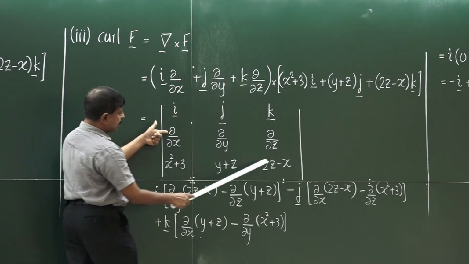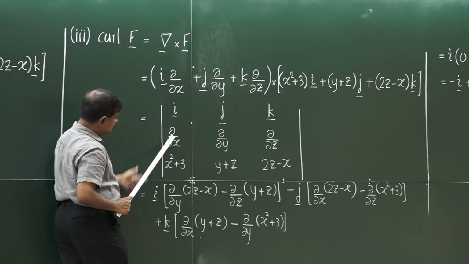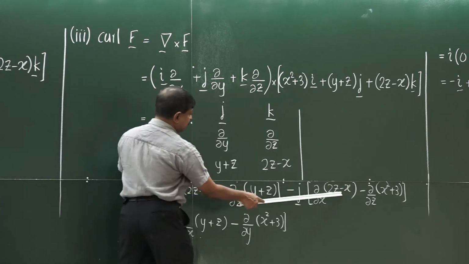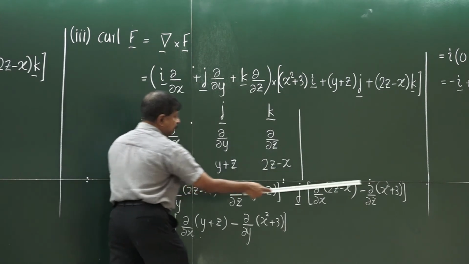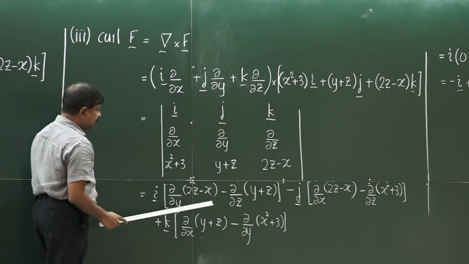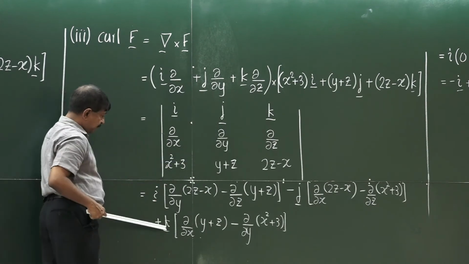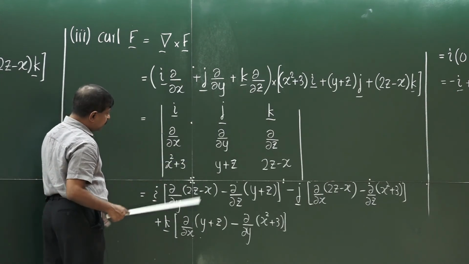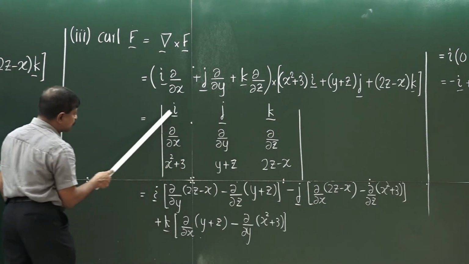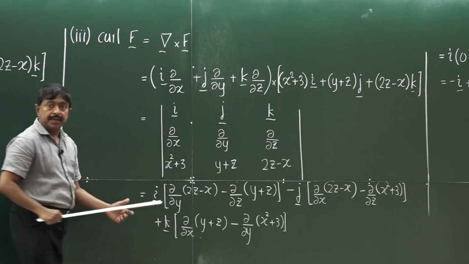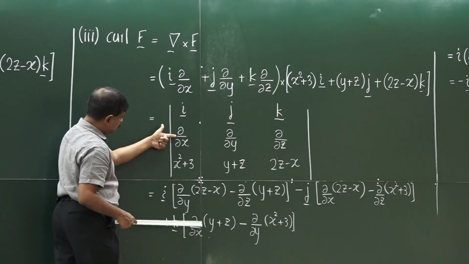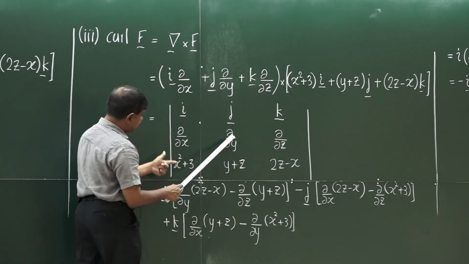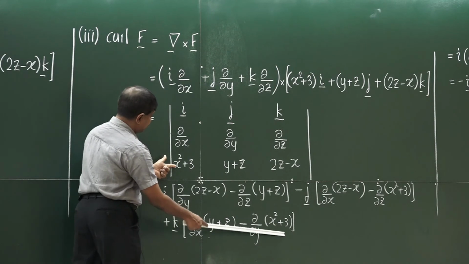So, you evaluate that determinant. So, partial over partial x with this one, you have it here, minus partial over partial z with this one, you have it here. Finally, in the last term plus k times, right, you leave this row and this column containing k, then you take this product, partial over partial x with this one, minus this term.